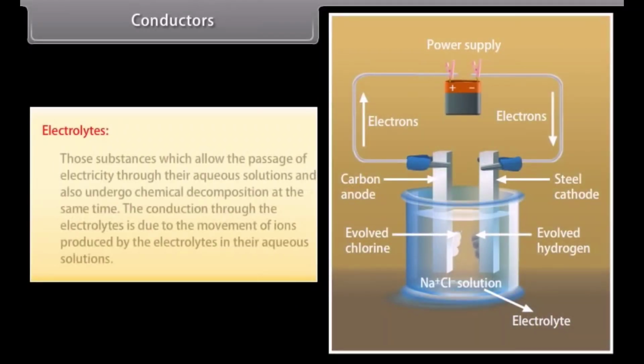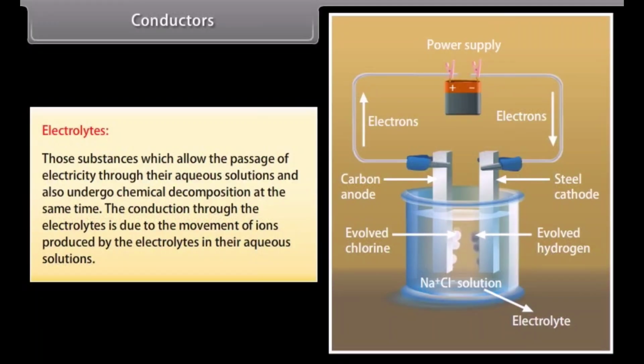Electrolytes. Those substances which allow the passage of electricity through their aqueous solutions and also undergo chemical decomposition at the same time. The conduction through the electrolytes is due to the movement of ions produced by the electrolytes in their aqueous solutions. For example, acid and base.